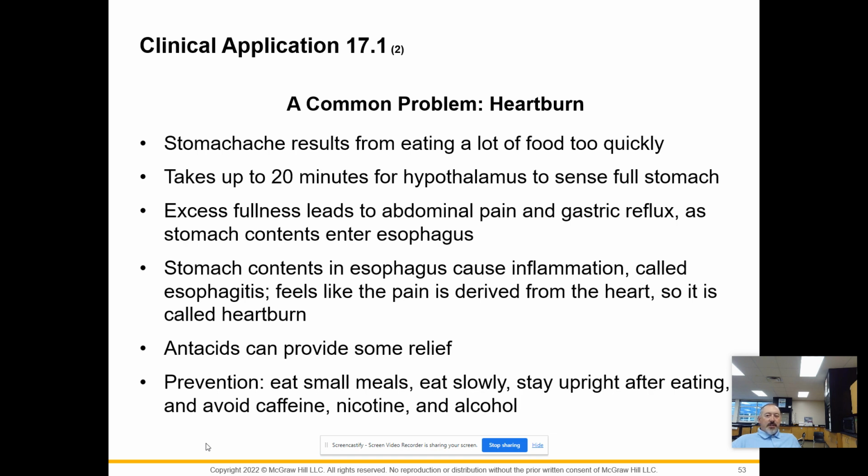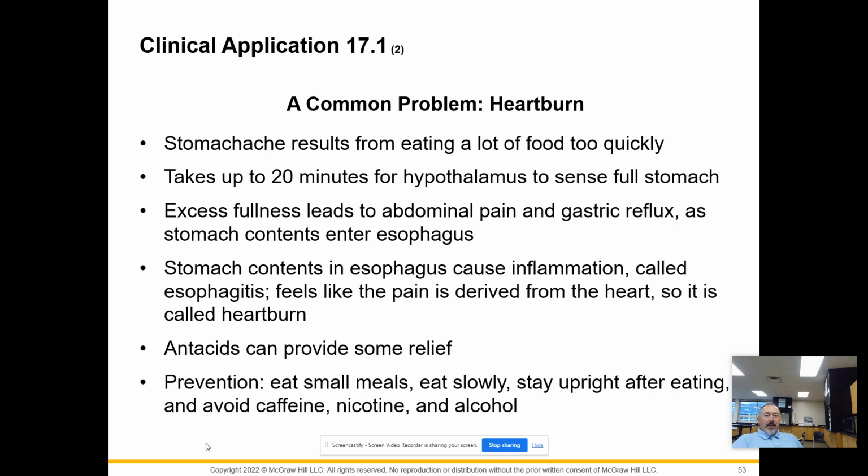So gastroesophageal reflux disease, GERD, is when the contents move from the stomach up to your esophagus. The way that you're going to neutralize an acid as it's moving into your esophagus is by taking an antacid. That provides some relief. There are several different kinds on the market, everything from Tums to Prilosec. So ways that you can prevent heartburn: eat small meals, eat slower.